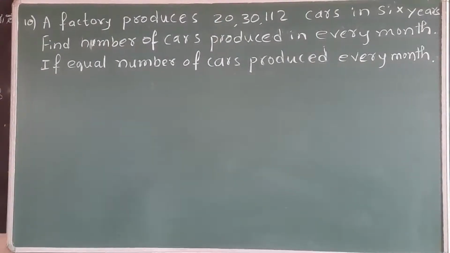Now we will take the tenth one. A factory produces 20,30,112 cars in 6 years. Find the number of cars produced in every month if an equal number of cars are produced in every month.